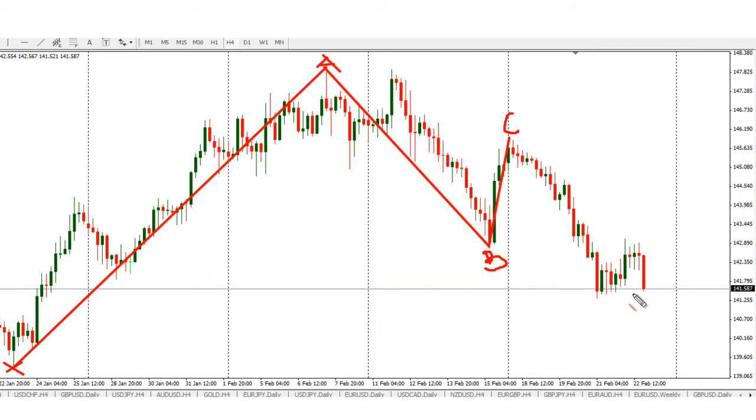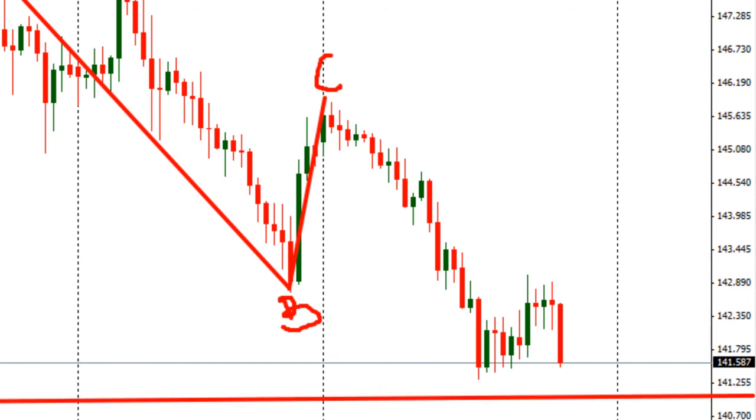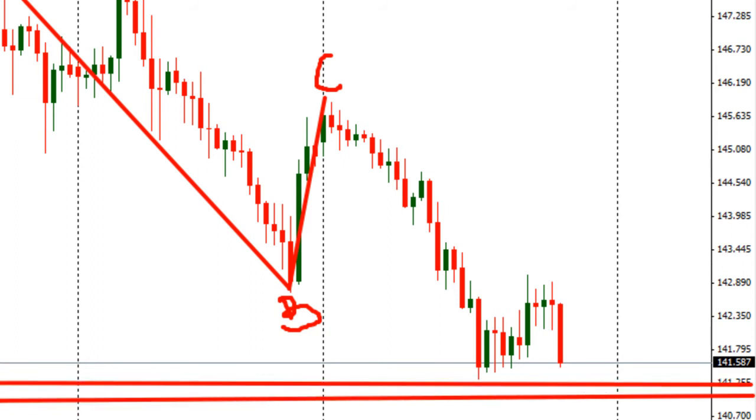Our potential reversal zone is within the region of 141.08 to 141.14. So this 141.08 is around here. Why 141.08? Why 141.14 is around here? So this area is what we call point D.